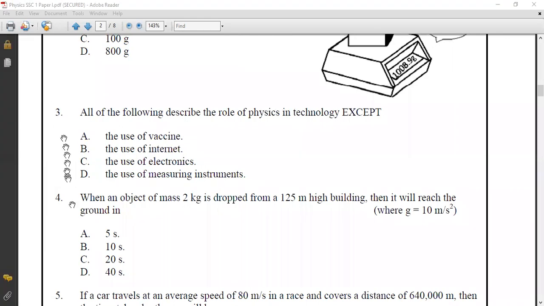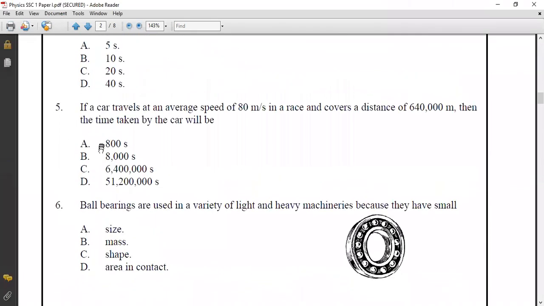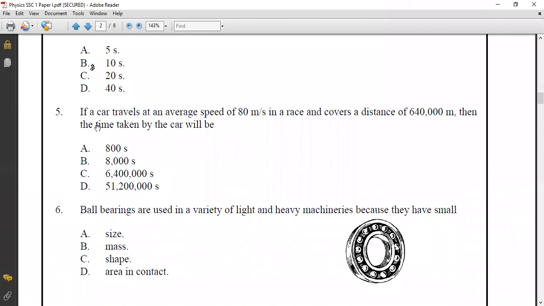So let's move to the other question, that is question number 5 and 6. In question number 5, your car travels at an average speed of 80 meters per second and covers a distance of 640,000 meters. So we have to calculate the time. So by applying the simple formula of speed, that is distance over time.